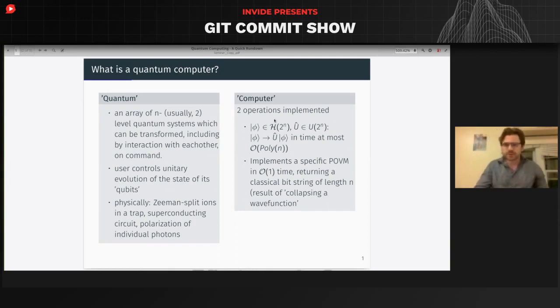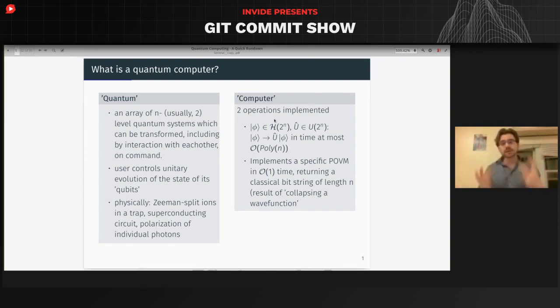Physical quantum computers are things like tiny ions in a magnetic field in a laser trap, the polarization of individual photons in a circuit device, or even superconducting circuits chilled all the way down to single-digit millikelvin, where these macroscopic devices will begin to exhibit quantum behavior despite their micrometer to centimeter sizes.